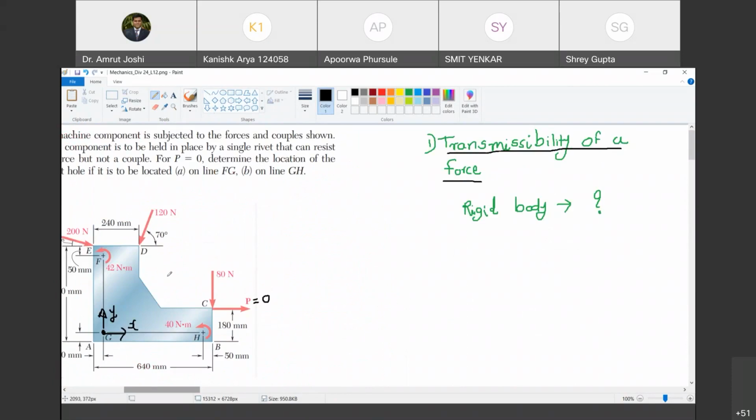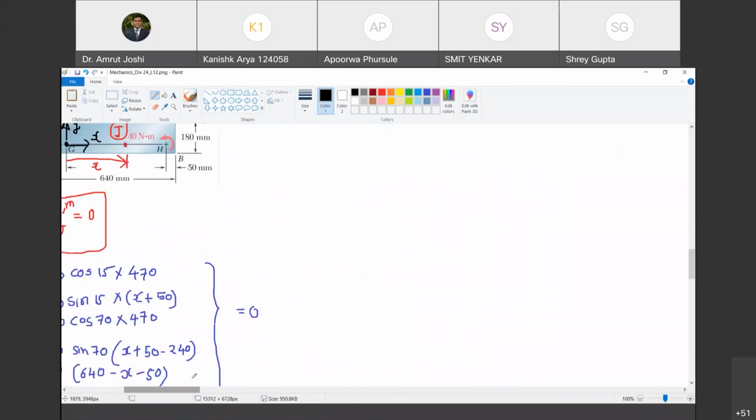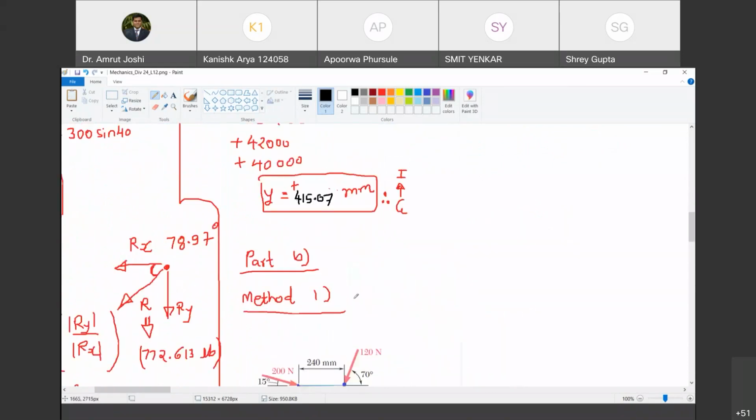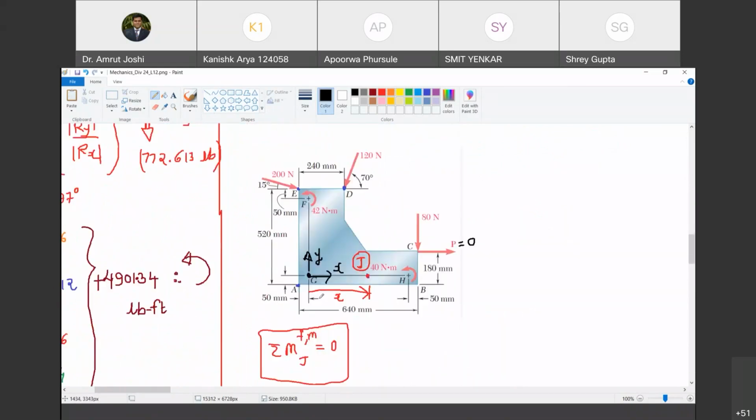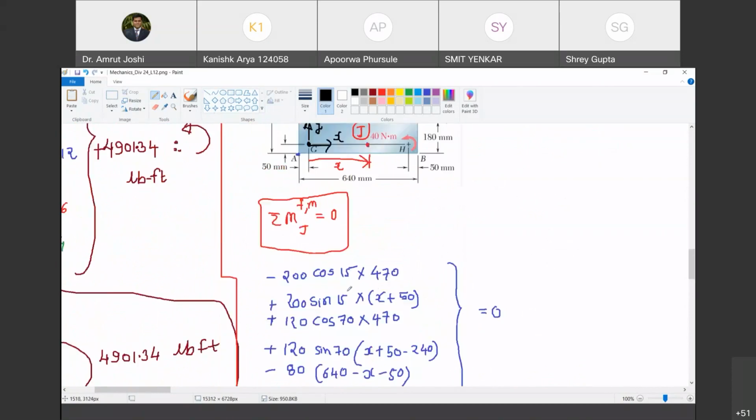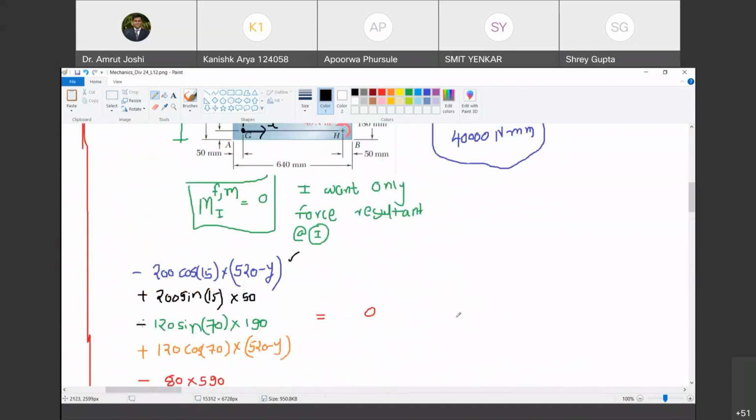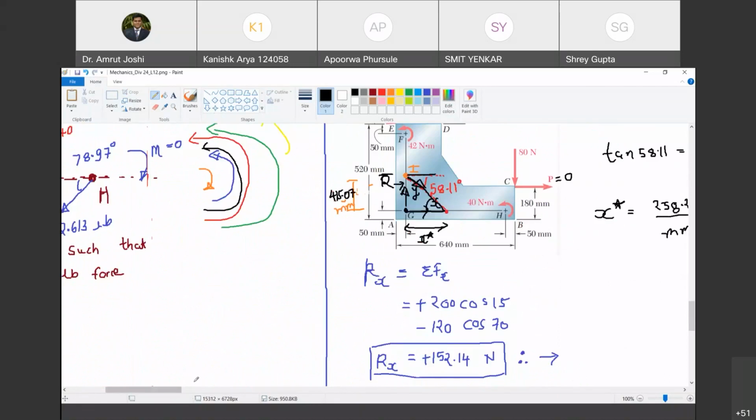So if that principle gets proved here because you get the same answer using two methods for part B, that means whether you have R provided at I, look here, where did we draw that sketch? Whether you have R provided at I or whether you have that same R provided at J, you are going to have exactly the same effect on all points of the body. So if you transmit the force along the line of action, then it produces the same effects on all points of the body. The principle is called transmissibility of a force. Are you with me? Yes, sir.